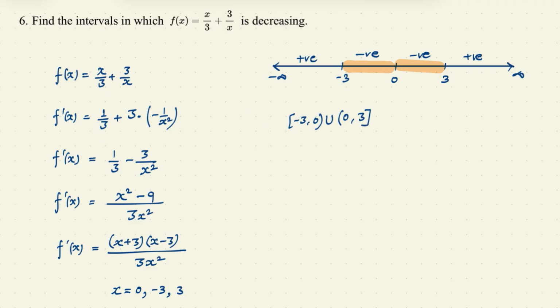So we are including minus 3 and plus 3 because the question was asking at which interval this is decreasing. But if the question had asked at which interval it is strictly decreasing, then we would have to exclude minus 3 and 3 also. So this is our required answer.